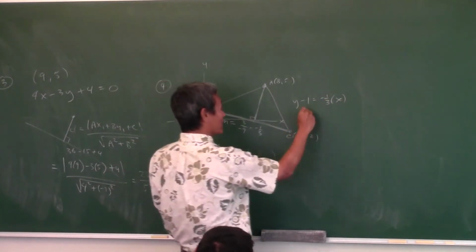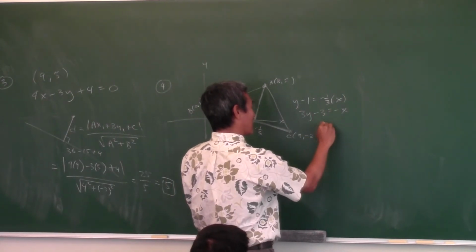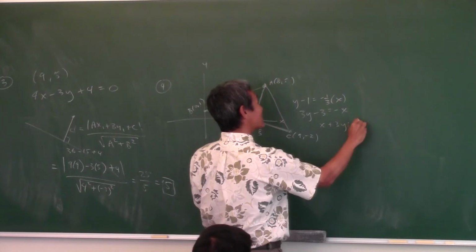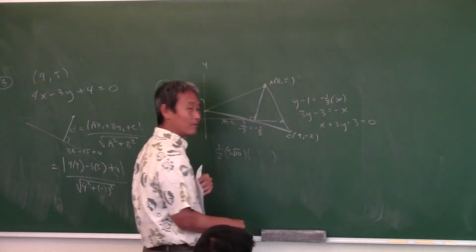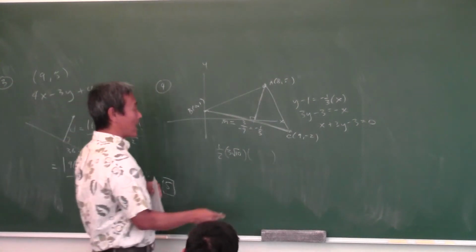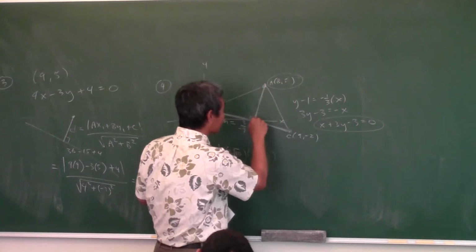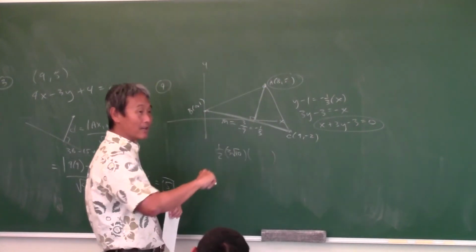Multiply both sides by 3. 3y minus 3 equals negative x. And then we get x plus 3y minus 3 equals 0. This is general form. You have to put the line in that form. So now, we want to find the distance between this line and that point, right? Because that's going to give me the height of the triangle.